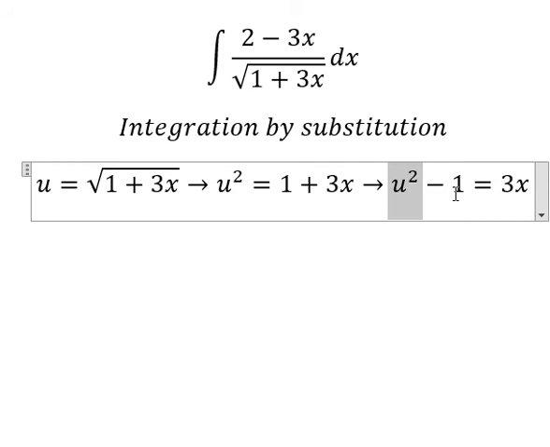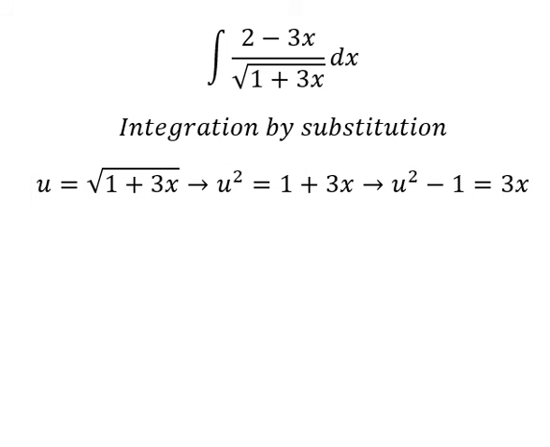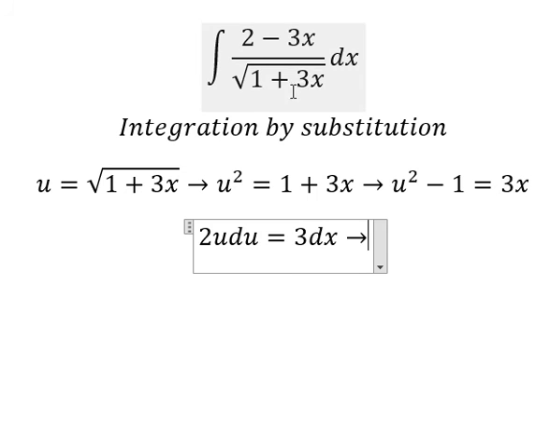Next, we first take the derivative of both sides of this one. So we have 2u du equals to 3 dx. Because we don't have number 3 in here, we divide both sides by number 3.